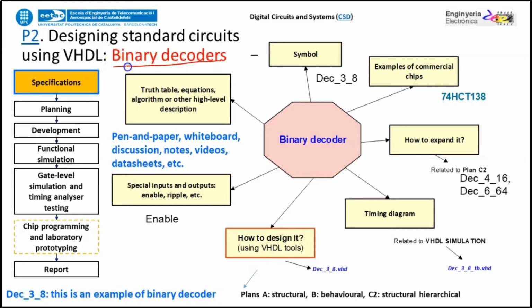Hi, let's see this time how another one of these standard circuits can be designed. Let it be a binary decoder, for example, a decoder 3 to 8, and that is quite equivalent to the 74138 commercial chip. And we will go the same way, just repeating the same ideas: symbol, truth table, how to expand it, timing diagram, and how to design it, the same classic plan A, plan B and plan C2, and special signals like enable and so on. So this is a paper and pen discussion.